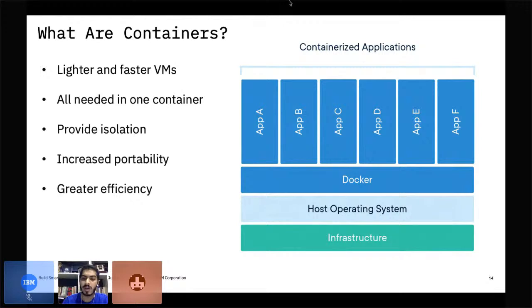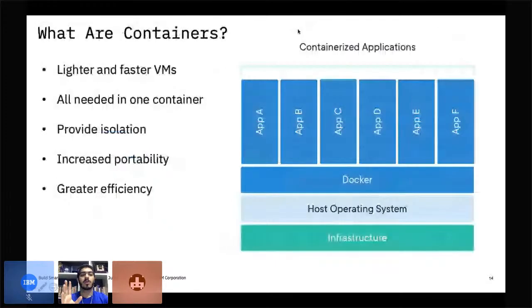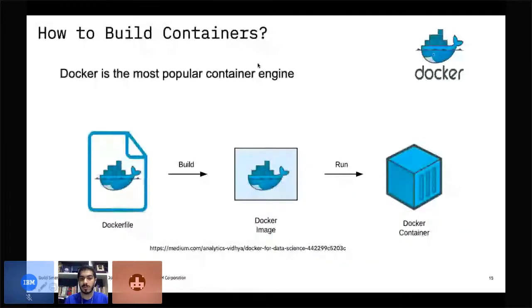So let us talk about Docker itself. How do we build our containers? We've just mentioned that we have Docker and we have our applications running on top of it. Docker is the most popular container engine. Now, what does that mean? In Docker, first we have what is called a Dockerfile. A Dockerfile contains a set of instructions that we use to build what is called a Docker image. In this Dockerfile, we can specify what programming language we are using, if we want to set up certain directories and all that.